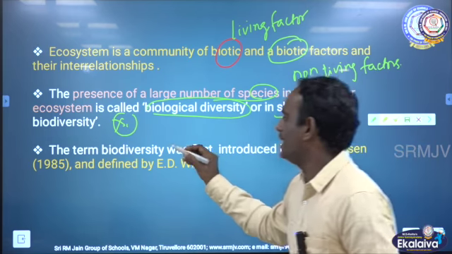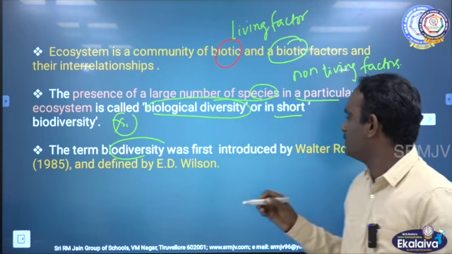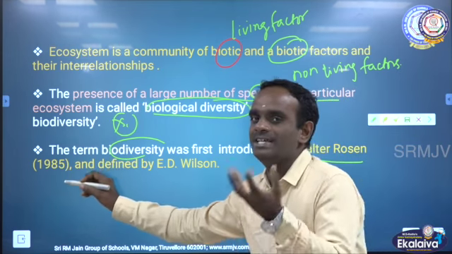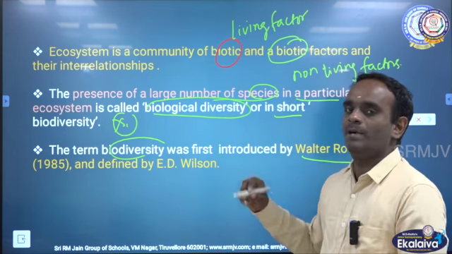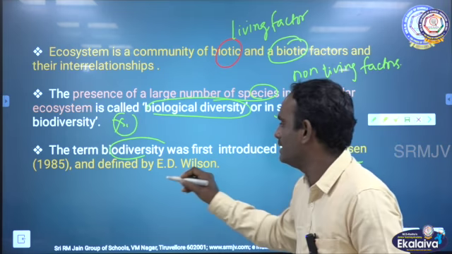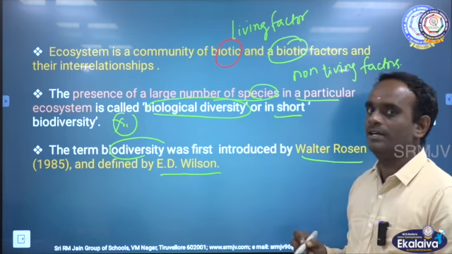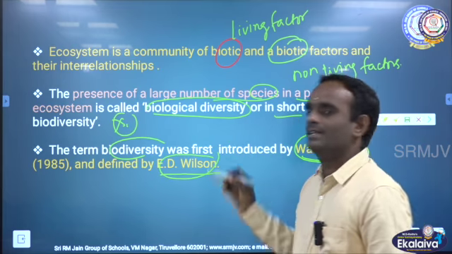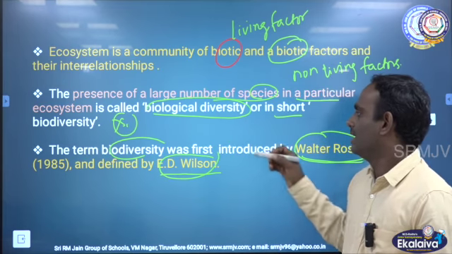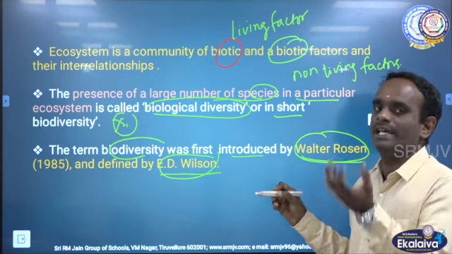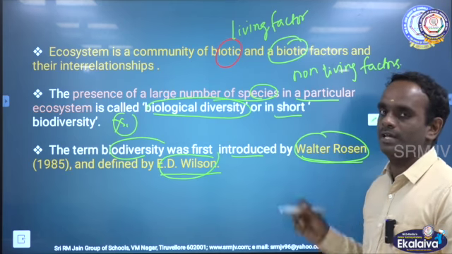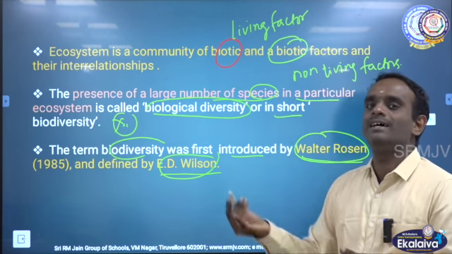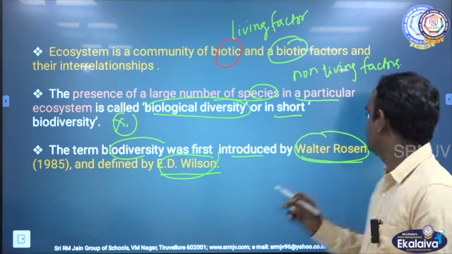The term biodiversity was first introduced by Walter Rosen in the year 1985, and this biodiversity is defined by E.D. Wilson. Please note these scientists' names, it is very important. The scientist who first introduced biodiversity is Walter Rosen, and the scientist E.D. Wilson defined biodiversity.